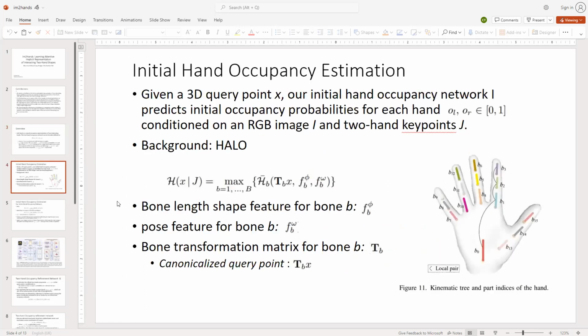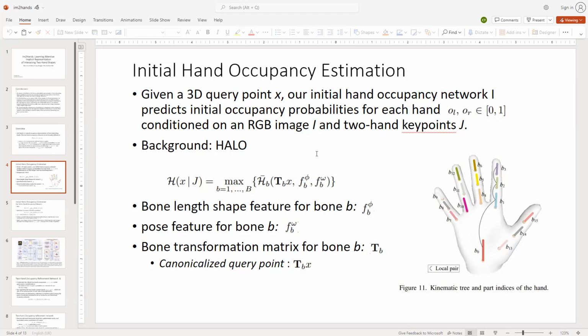If you're not sure about the kinematic tree, it would be something like this. For every finger, we have 4 joints, 4 key points, and two adjacent key points make up a particular bone. Then we have another key point at the bottom of the palm, I think called the root key point. So in total, we have 21 key points per hand, and together we have 42.